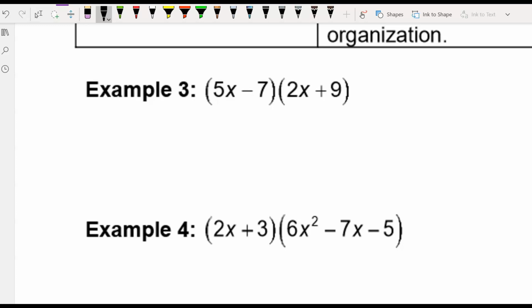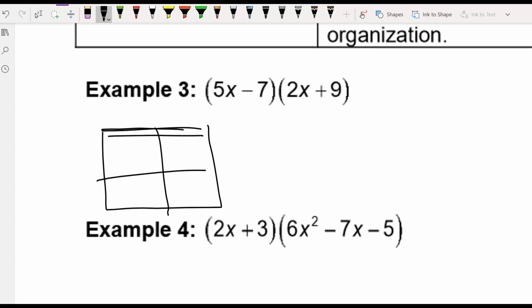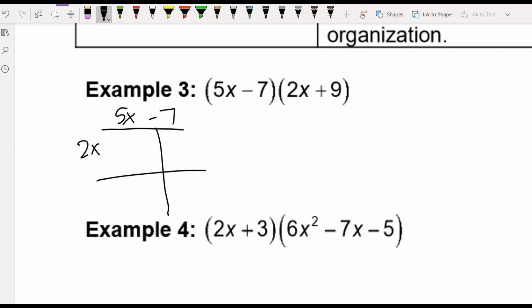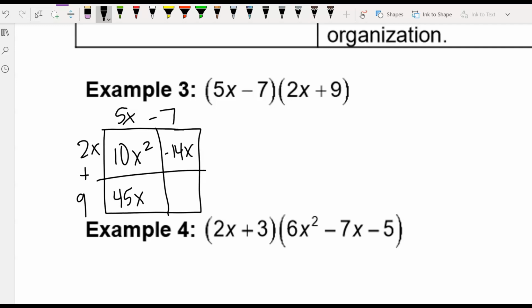It did not like my pen strokes. Okay. So you have 5x minus 7, and it will help with factoring if you do the box method. And it deleted what I put in there. Plus 9. So 2 times 5 is 10. x times x is x squared. 2x times negative 7 is negative 14x. 9 times 5 is 45. And then 9 times negative 7 is negative 63.